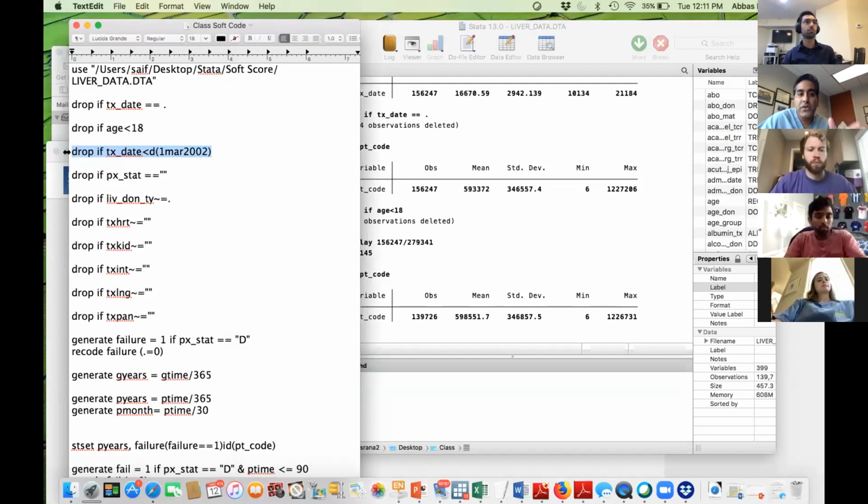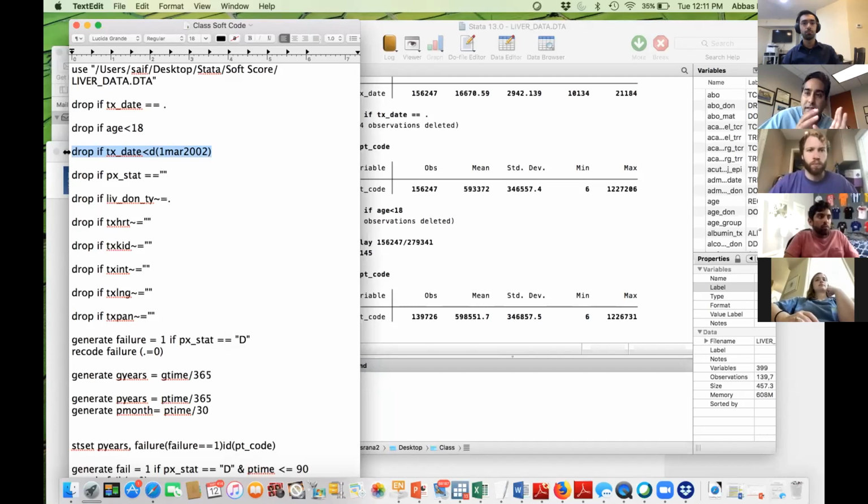The reason I chose March 1st, 2002 is because that's when there was a huge allocation shift using the MELD score, which you guys have all heard of, I'm sure. And that usually connotes the modern era, and that's what we would use for many, many years. But now, from 2002 to now is almost 20 years. So that's a big period of time. So I find myself now just using the past decade. But the date has to be chosen carefully and with thought.